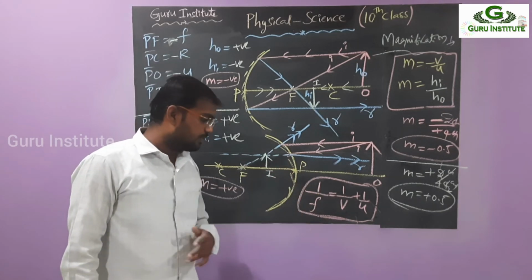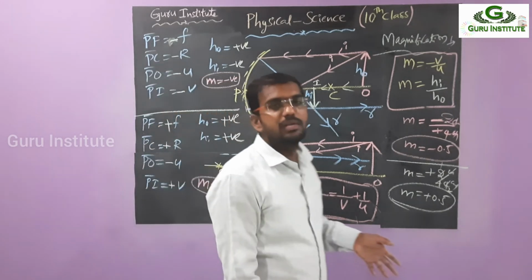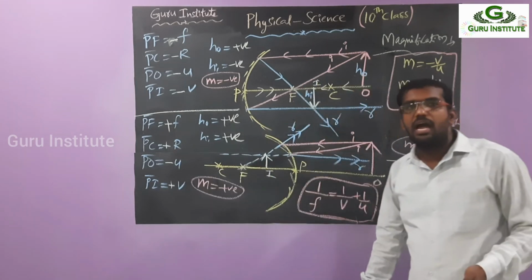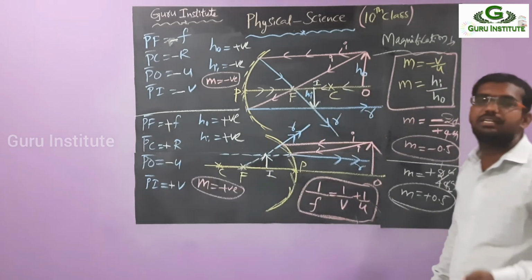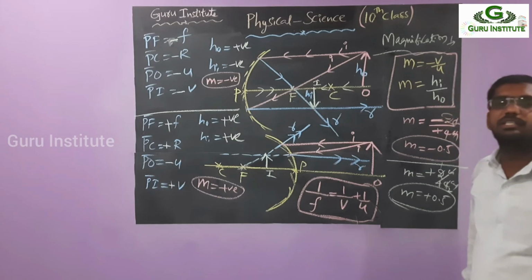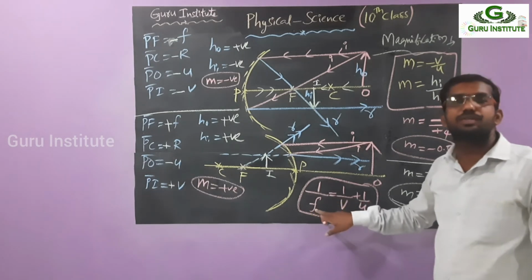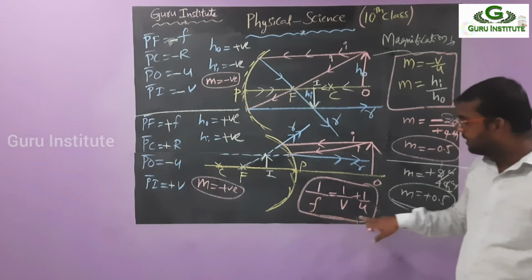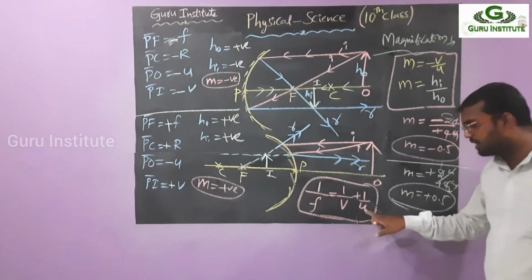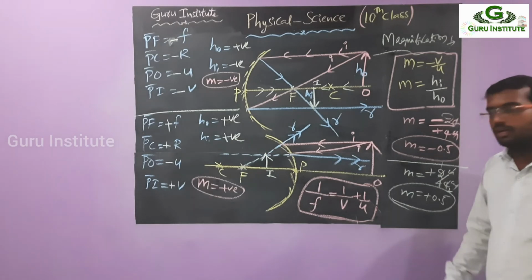Suppose, for example, in a concave mirror, the object is placed at a distance of 10 centimeters and it has a focal length of 5 centimeters. Then where is the image formed? He has given the focal length as 5, so you have to substitute 5. Object distance is given as 10, so you substitute 10.